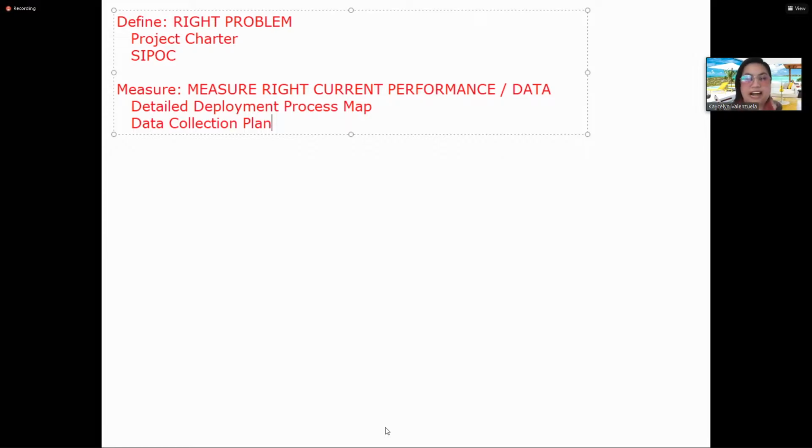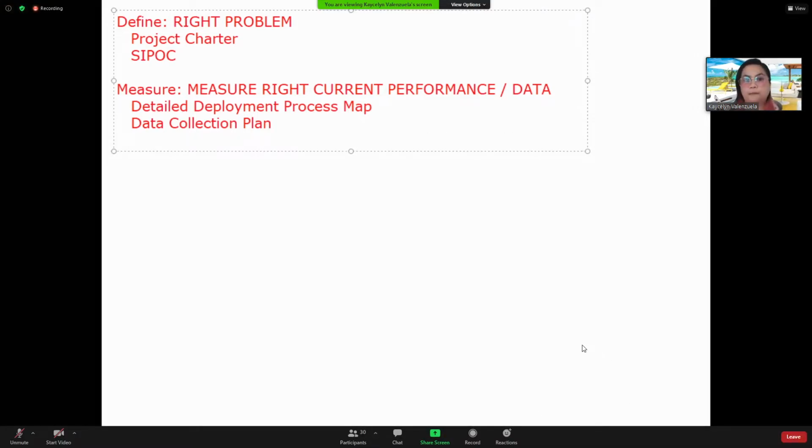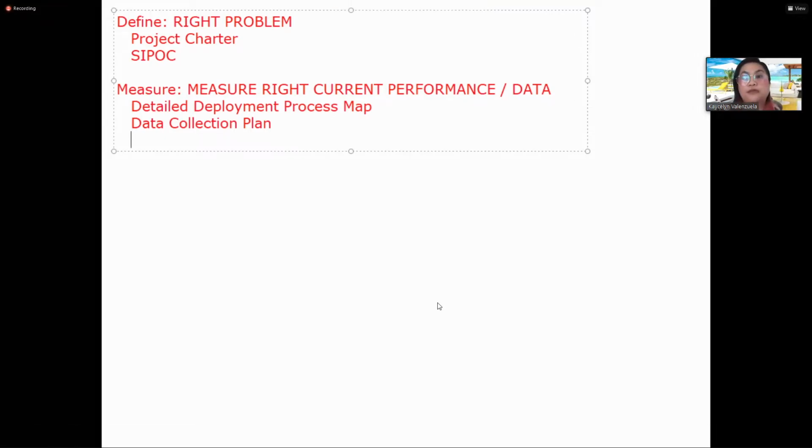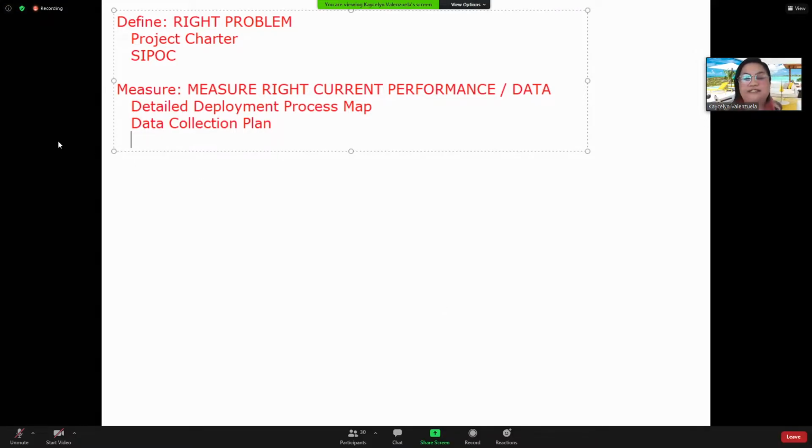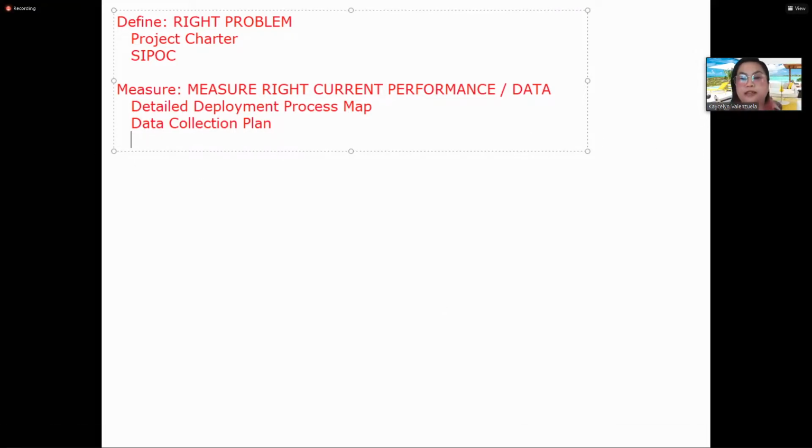Kasi maraming data, pero which ones are relevant para sa project ko? And then, of course, after data collection plan, what do we need to do next? Siyempre, nung drawing ko yung process map, okay, when I drew the process map, I went to the Gemba, I go to the area, and I listed down what data should I be looking at.